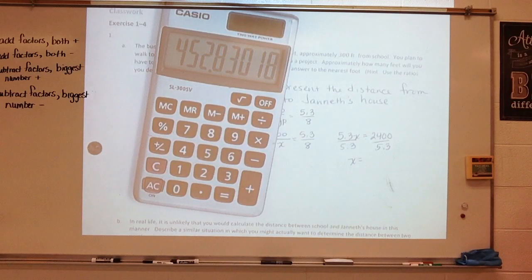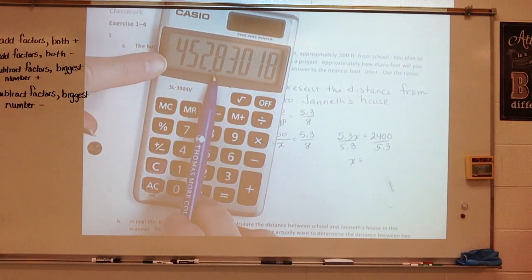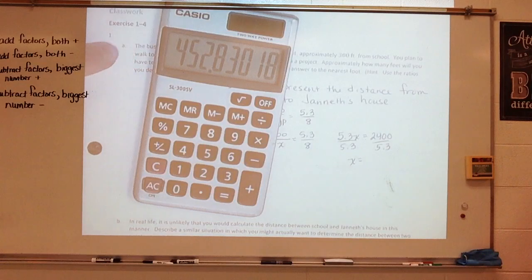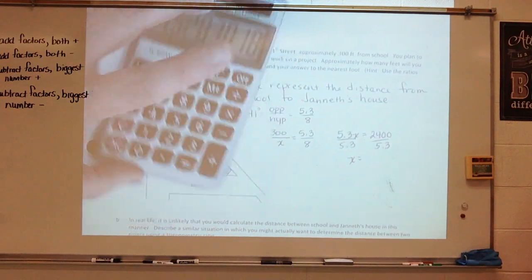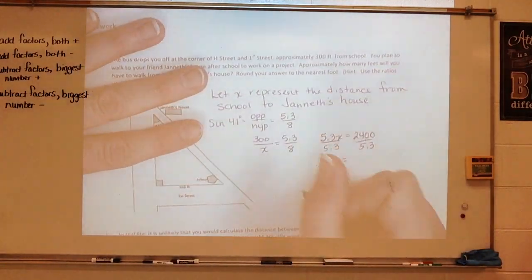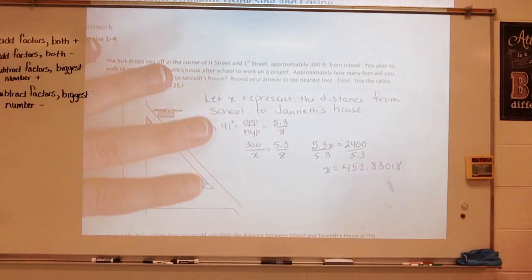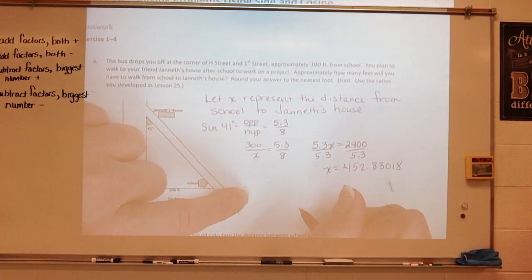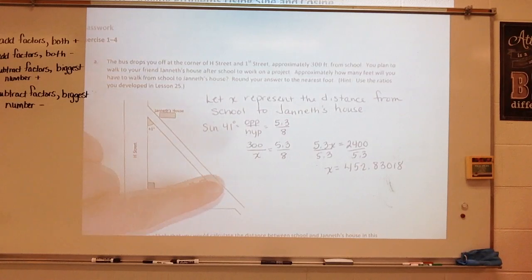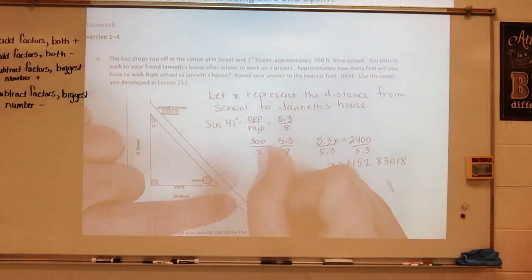All right, so I'm going to round this to, since this is an 8, I'm going to bump it up. So about 453 feet. I'm going to write this down here. And then we're going to say that the distance that I'd have to walk is approximately 453 feet.